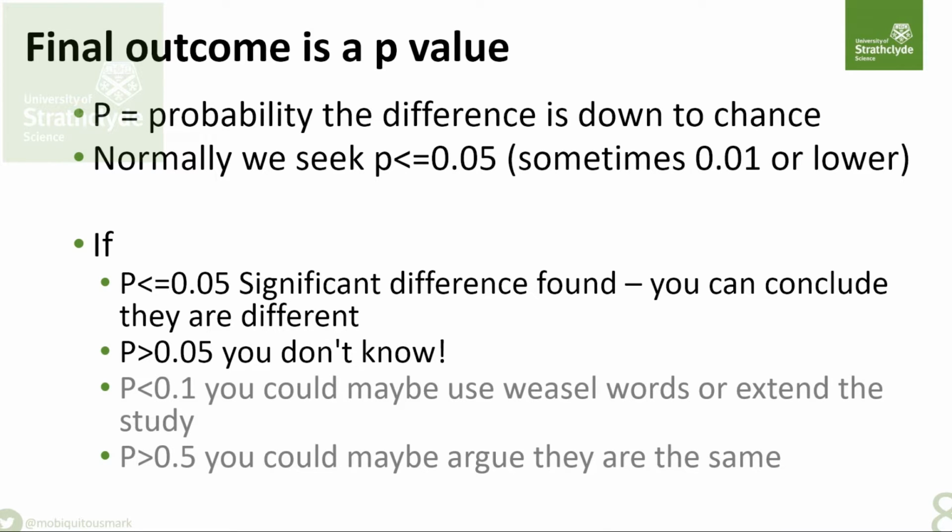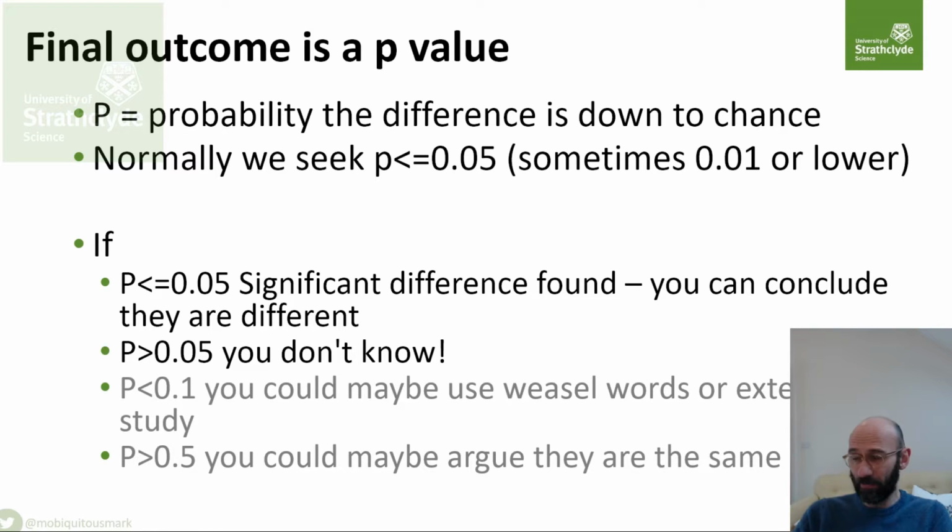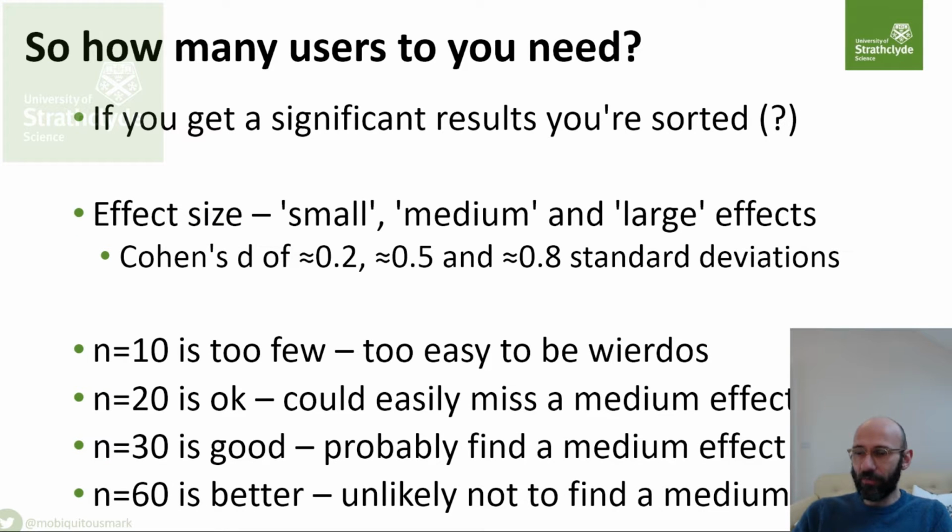There are sometimes you might want to use weasel words. If your probability is less than 0.1, you could maybe argue that it's indicative. Okay, actually, what you should do at that point is think, I should do a bigger study. I should do a study with more people, because I might well get a significant result if I did it with more people. If it's over a half, you could maybe argue the data is the same. Okay, but you've not really proven that. So how many users do you need is a big question you get asked in user studies. First answer is if you get a significant result, you're sorted.